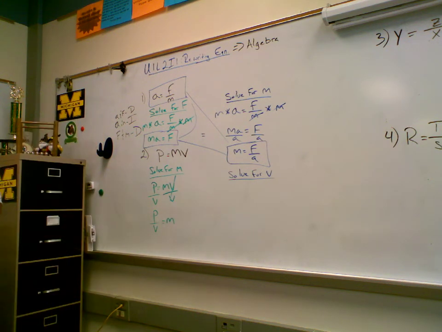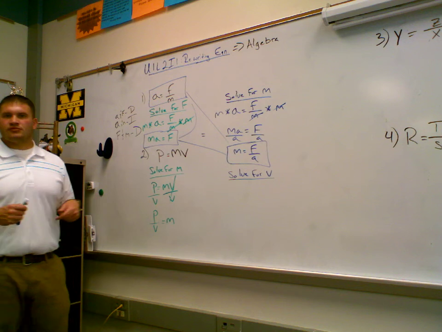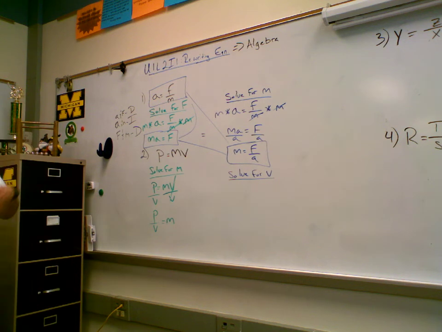Now, are M and V still inverse? Yes. Are M and P still direct? Are P and V direct? Yes, because it's like M is my K, right? K equals Y over X. So our relationships are still the same. Are there any questions about that one?